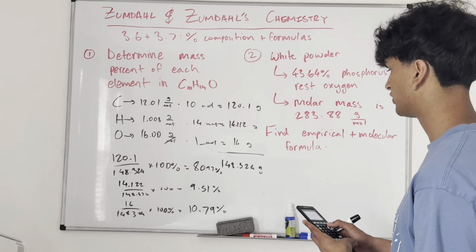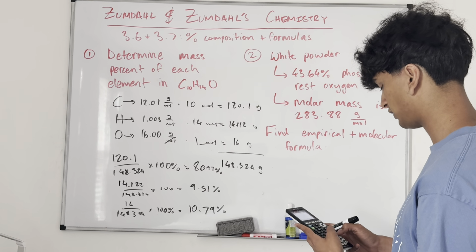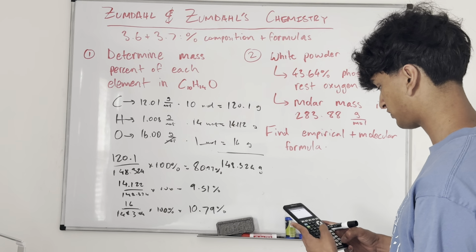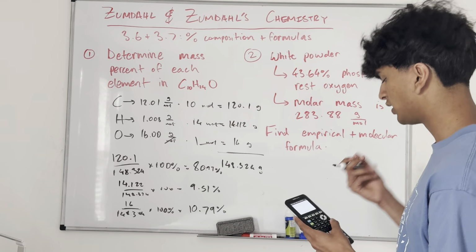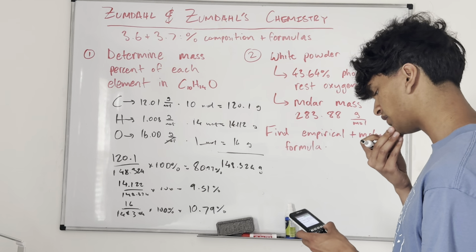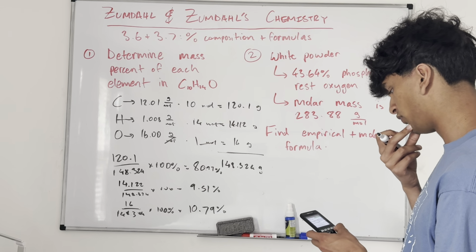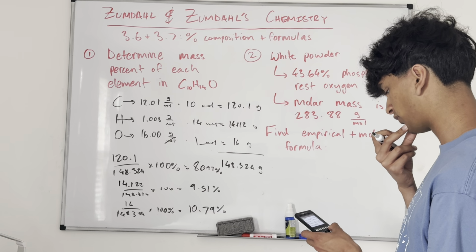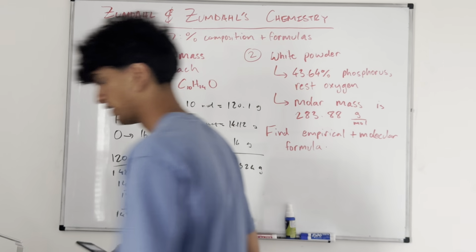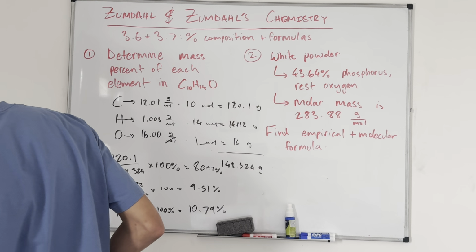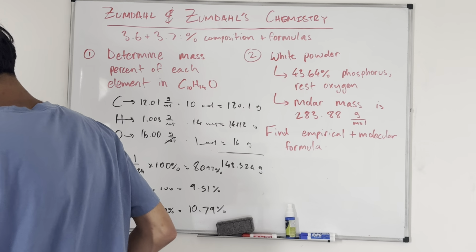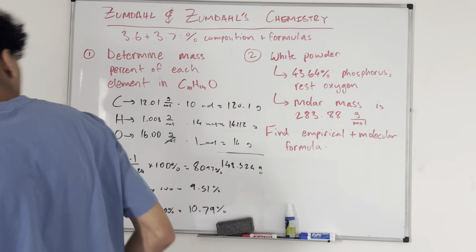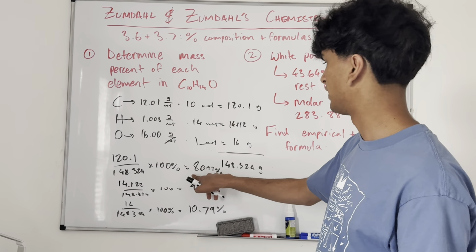Oh, I forgot to multiply by 100. Okay, wait. 10.79 plus 9.51. It's going to be probably a little off. Yeah, it's 101.27. I think it's because of rounding. I think rounding is making this the issue. Let me just check to make sure I did this correctly, just so we know. Yeah, I think I might have done some rounding here that screwed this up.